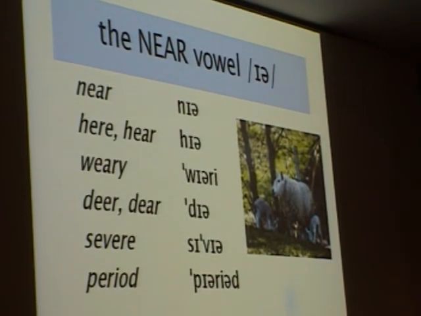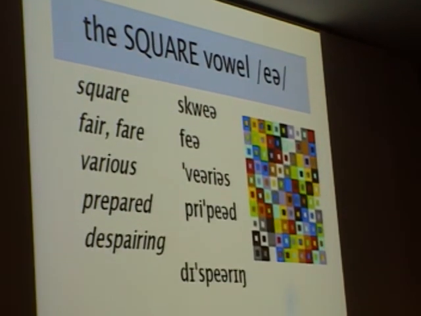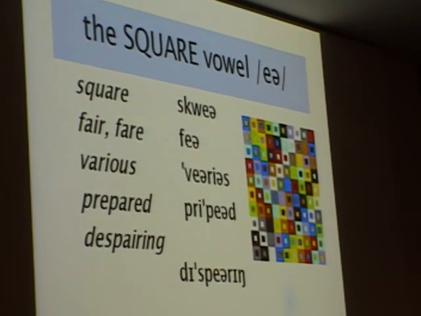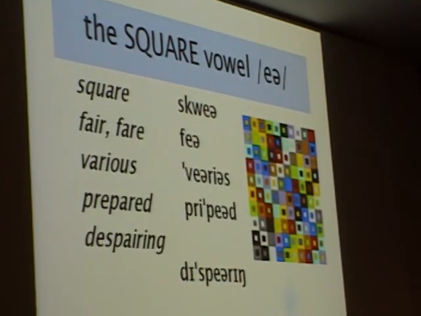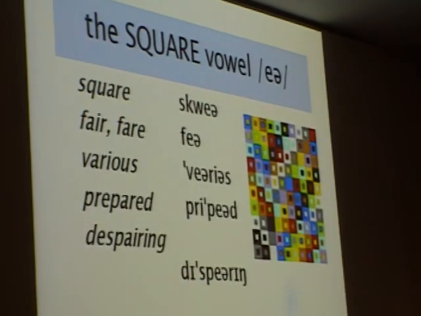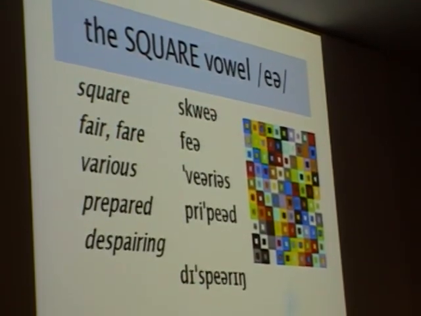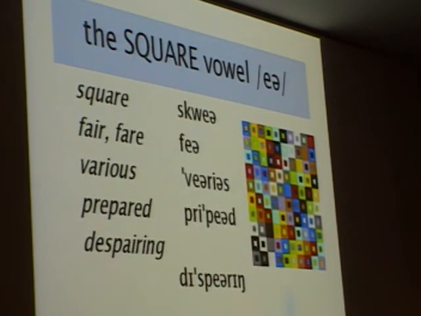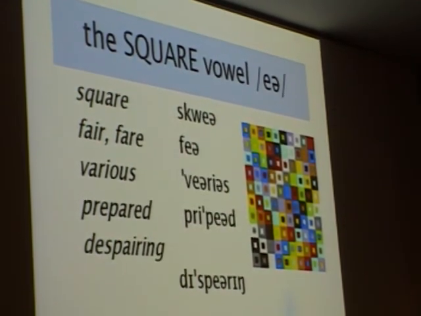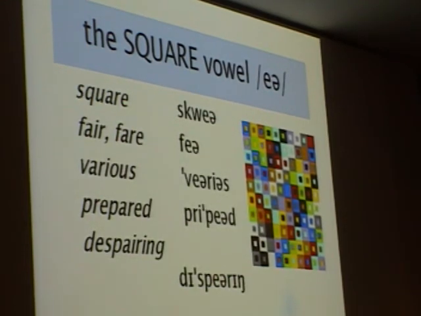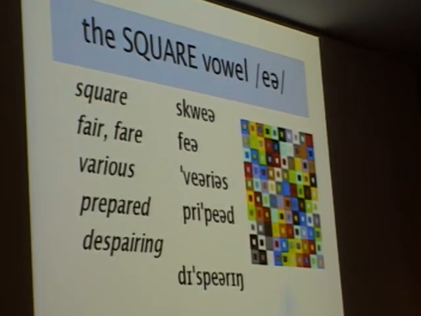Air. Square. Fair. Various. Prepared. Despairing. This vowel, again, is changing a bit. I, as you can hear, use a diphthong. Two elements start, with the first one coming first.